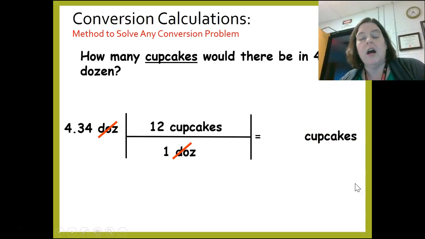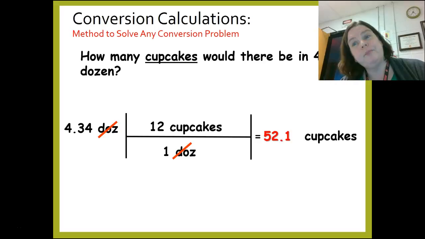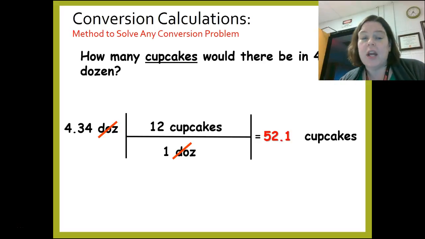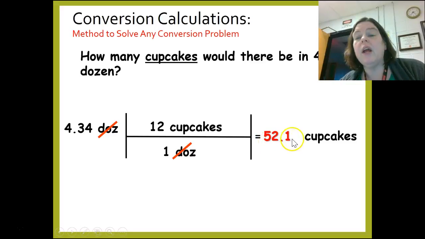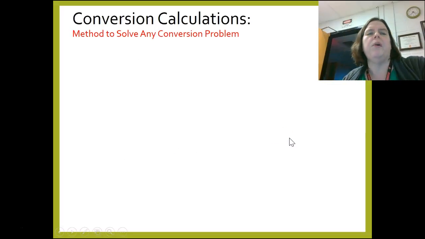That's kind of key. I do my multiplication, 4.34 times 12 divided by 1, and I get an answer of 52.1 cupcakes. Now you're going to say, Ms. Rains, you can't have 0.1 of a cupcake. No, you can't, but officially I have 3 significant figures over here, so I have to have 3 significant figures over here. So in reality, I would need 52 and a little bit more of a cupcake. So maybe a mini cupcake would make for that. So let's try another one.